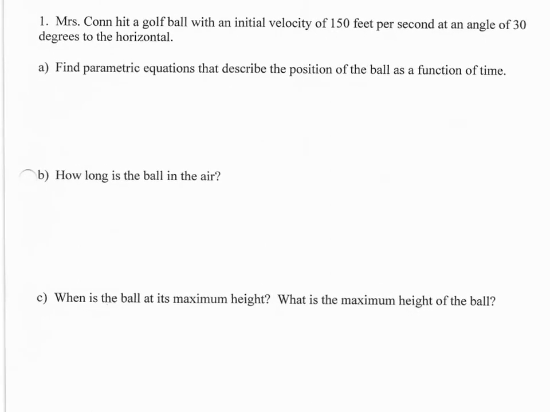So Mrs. Khan hits a golf ball with an initial velocity of 150 feet per second, at an angle of 30 degrees to the horizontal. Okay, so if I just start labeling things before I even get started here, the 150 feet per second is a velocity, and if you look up at the equations, this would be v sub 0, or initial velocity. And the angle, that should make sense, I can just call that theta. Part A says, find parametric equations to describe the position of the ball.